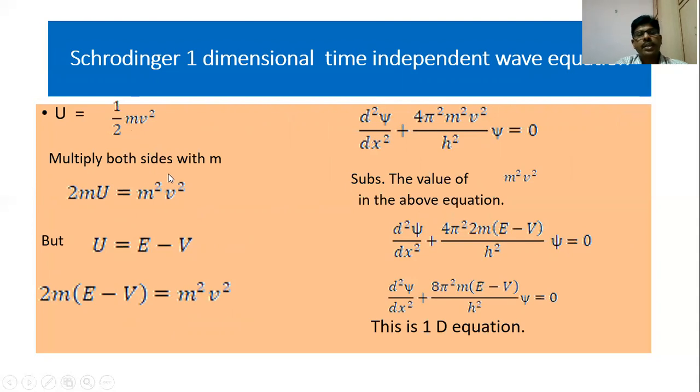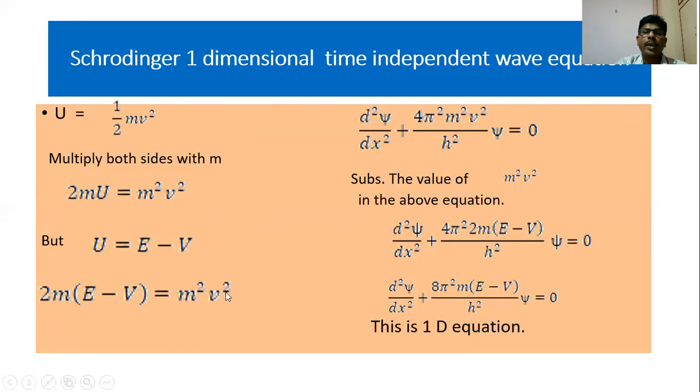Multiply both sides with m. Then what do you arrive at? 2 into m into u equals m square into v square. But we already know u is equal to E minus V. Substitute this value of u in the above expression. So what do you get? 2m into E minus V equals m square v square. We have arrived at an expression for m square v square.